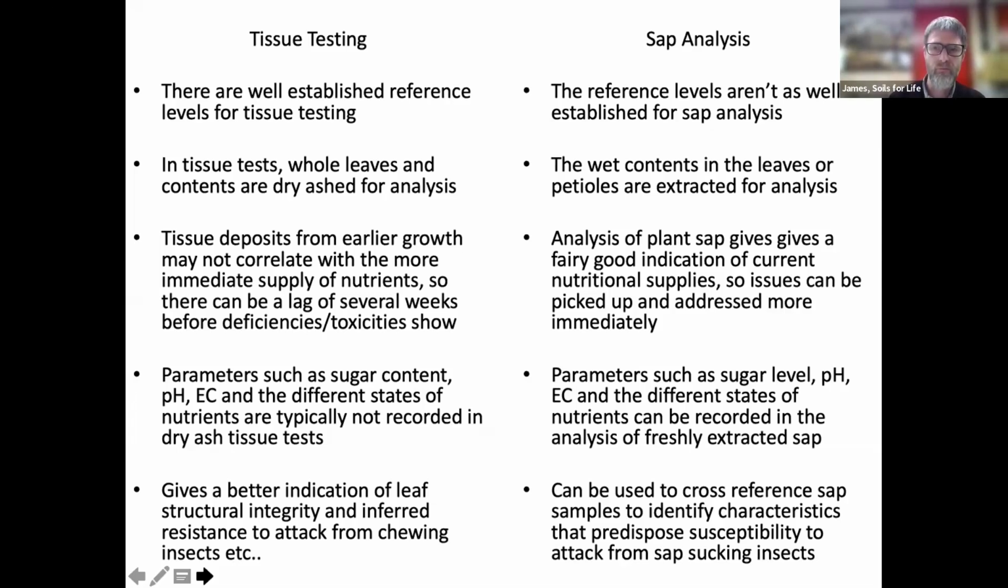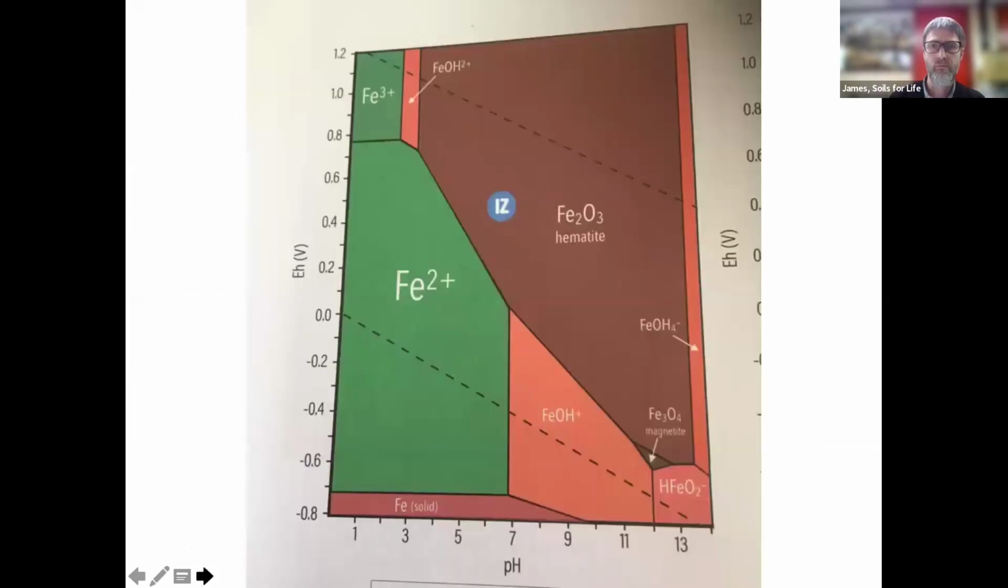So just this week, actually, I sent off a whole lot of samples, some that had been hammered by red-legged earth mite and some that hadn't, and we're going to look at the sap profile and see if there's anything to see there in terms of what sap-sucking insects might prefer, like maybe nitrates, ammonium, that sort of thing. Just an example of some of the parameters that could be picked up by a sap sample.